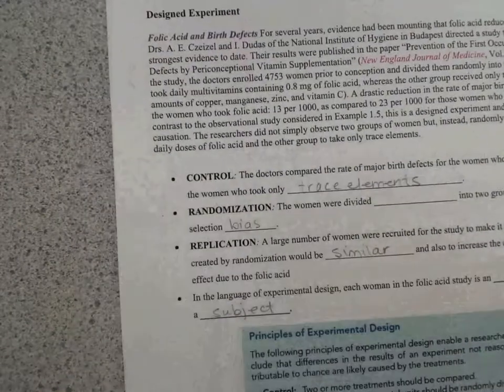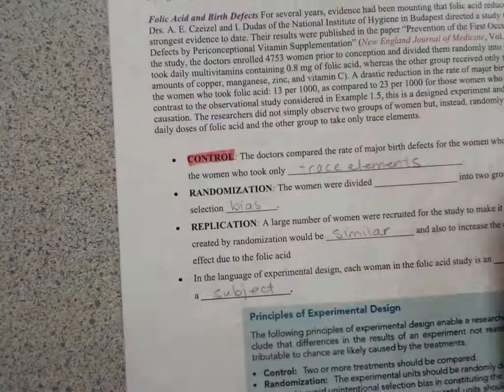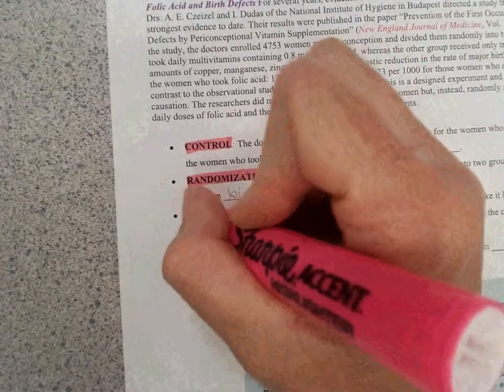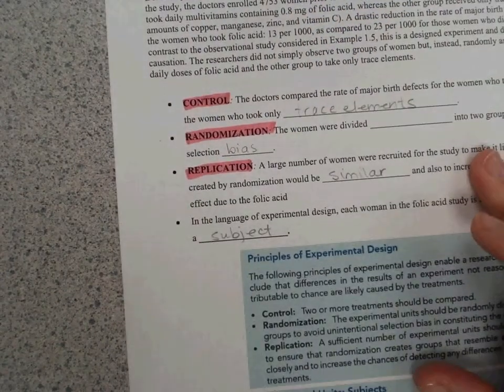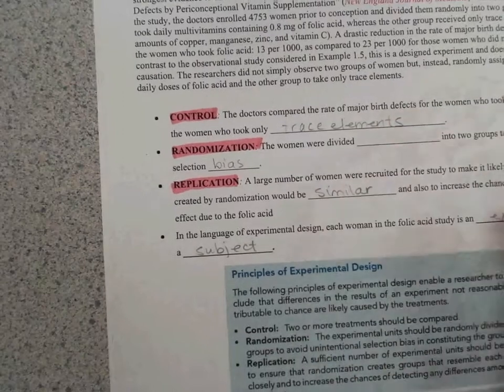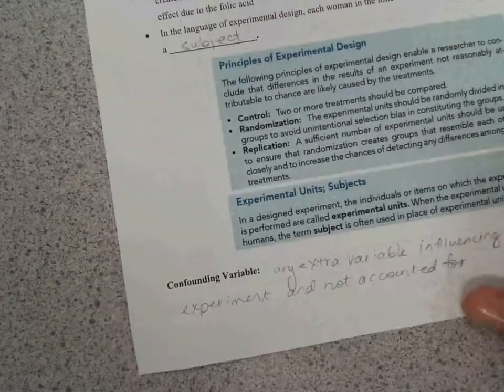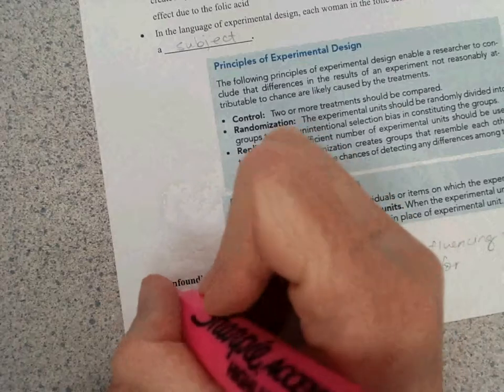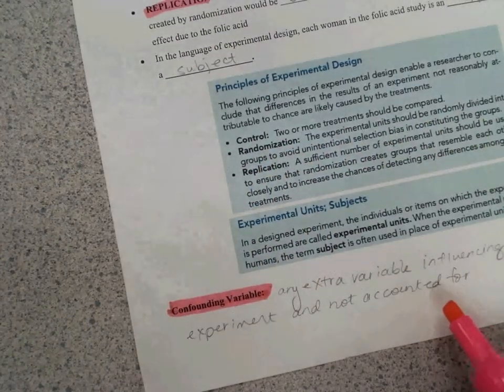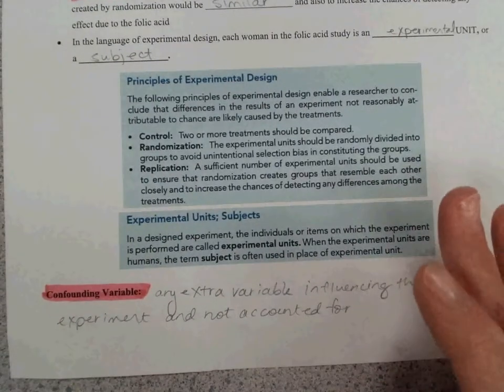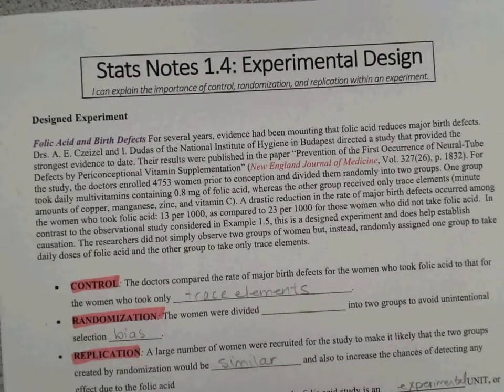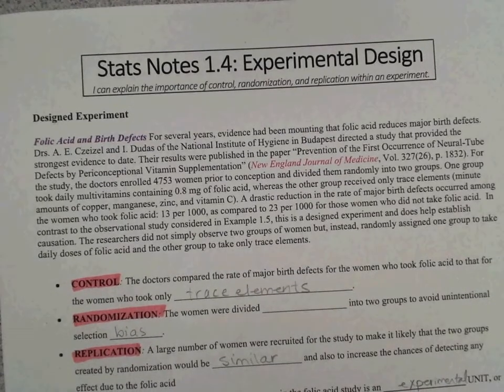So we also discussed on the other side of these notes, parts of a designed experiment including control, randomization, and replication being key elements to a designed experiment. We also talked about confounding variables. So those are those non-accounted for influencing factors on an experiment. This concludes the notes on experimental design.